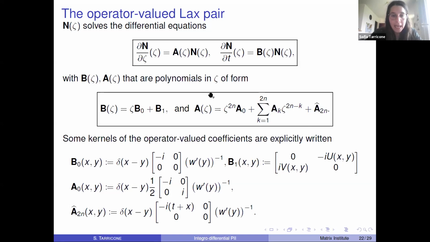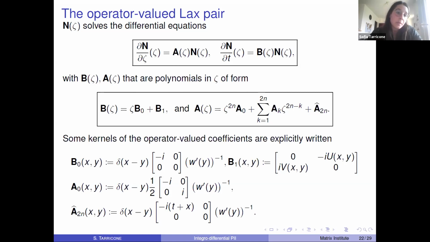saw just before. And A instead is always a polynomial in zeta, but this time of degree 2n. And you can write down the leading coefficient and the constant coefficient in an explicit way, and their kernels are written just here. So this is just to say that for whoever has already seen the Painlevé II hierarchy and knows that the Painlevé II hierarchy has an isomonodromic Lax pair, the form of this Lax pair really is similar to the form that the isomonodromic Lax pair for the standard Painlevé II hierarchy has in the homogeneous case.